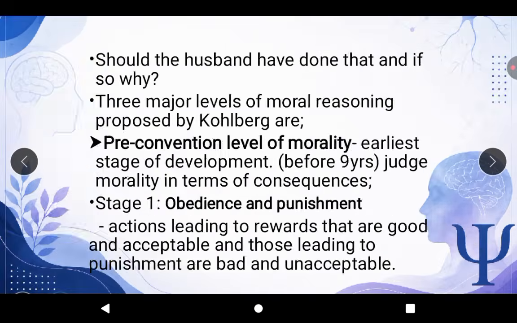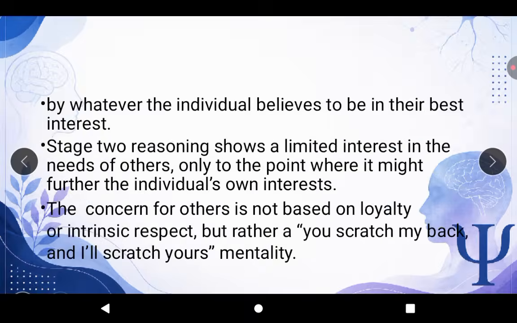Then stage 2 is about reasoning. Reasoning shows a limited interest in the needs of others, only to the point where it might further the individual's own interest. This is a stage where a child begins to think, if I do this particular action, how is it going to affect my friends or the people around me? That is the second stage. The concern for these other people is based on loyalty and intrinsic respect, like the common saying, you scratch my back, I'll scratch yours.